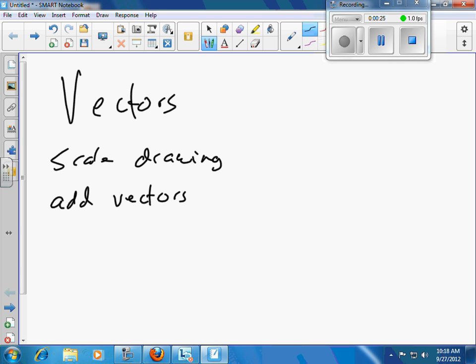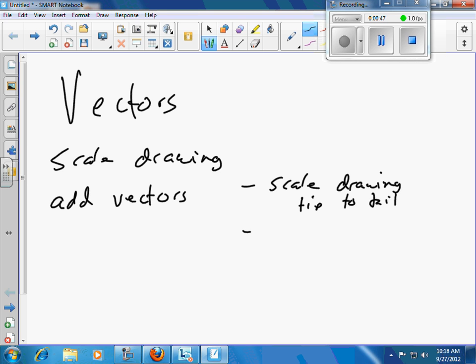And on the upcoming test, I will just give you, take this vector and add this vector, and it's pretty obvious exactly what you need to do. Okay? Now there's 2 ways to sort of add vectors. One is by scale drawing.